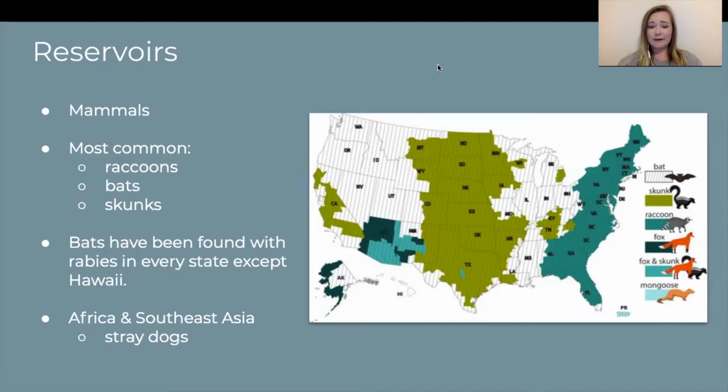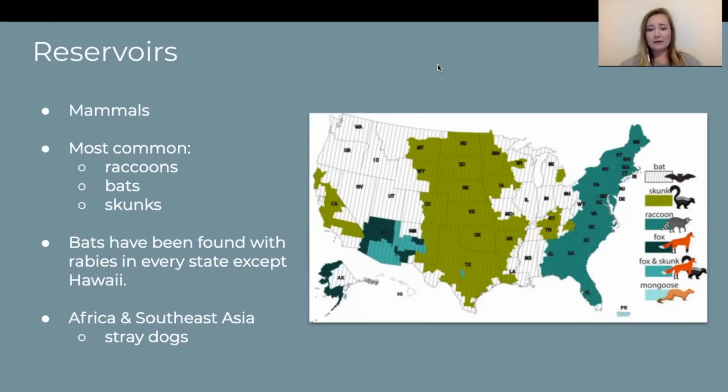There are many different kinds throughout the United States and in other countries, but as you can see in the photo of the map, the most common reservoirs for rabies that are found within the United States are bats, skunks, and raccoons. These animals are found all over the US except for bats. Bats have actually been found throughout every state except for Hawaii.